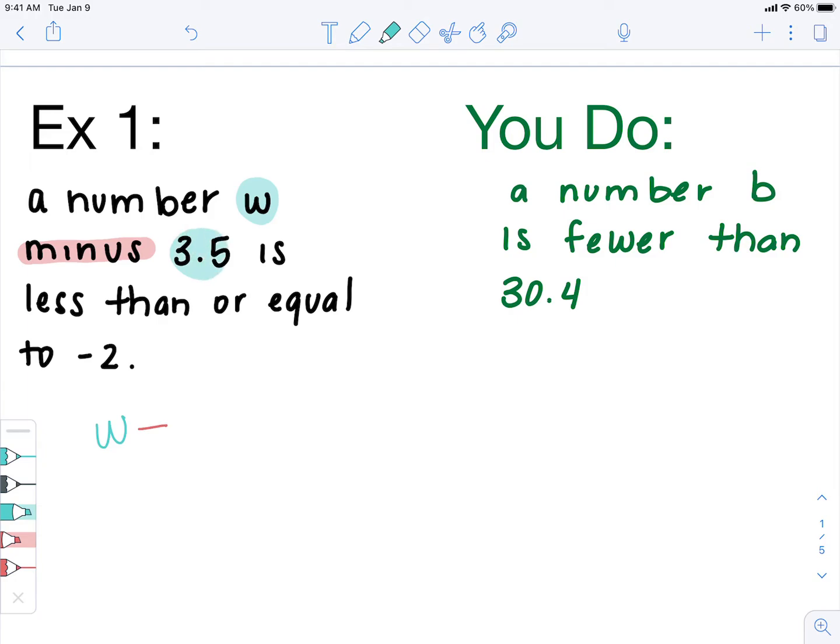3.5. I know that math symbol too, 3.5. And now I've got "is less than or equal to." But I remember from my chart, less than or equal to is just a little alligator where the mouth is kind of facing away. And then all that's left is the negative 2. So negative 2.